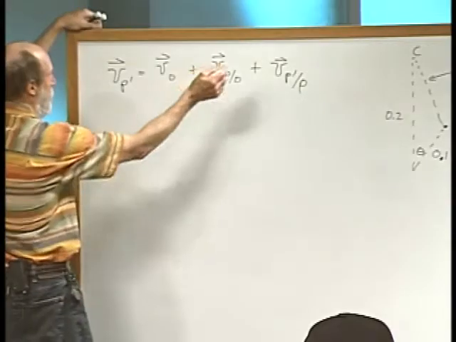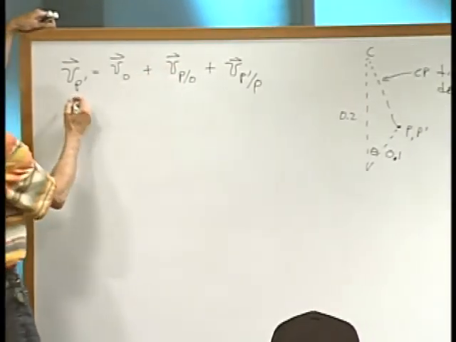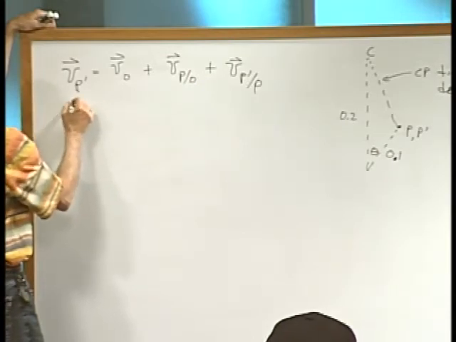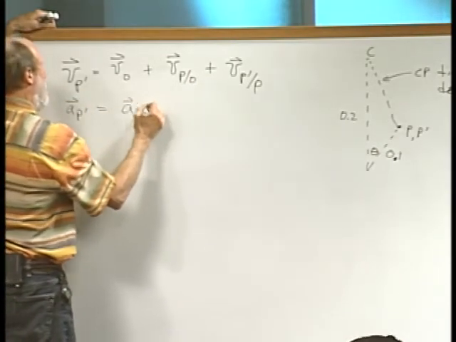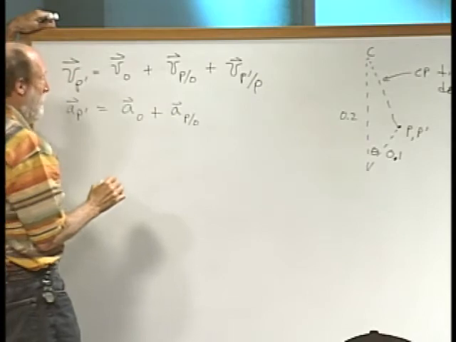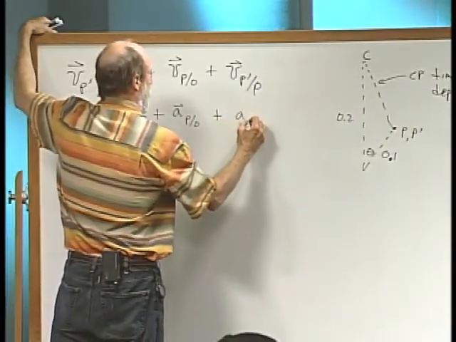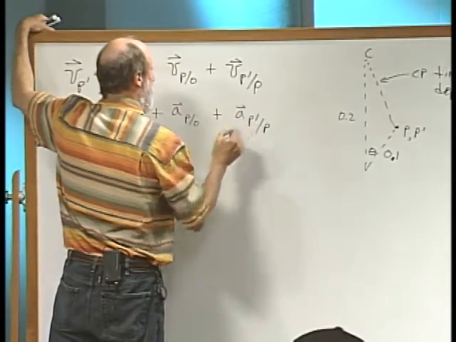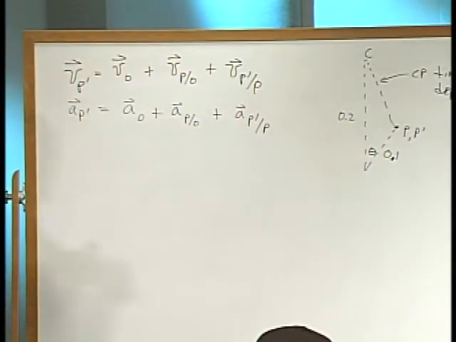So back to the board. Once you have this description of the velocity, you can then just differentiate this and you have a nice equation for your acceleration. So we have the acceleration of p prime is going to be the acceleration of the center plus the acceleration of p relative to O plus the acceleration of p prime relative to p. Now, why don't we look at the directions that these different components have to take?